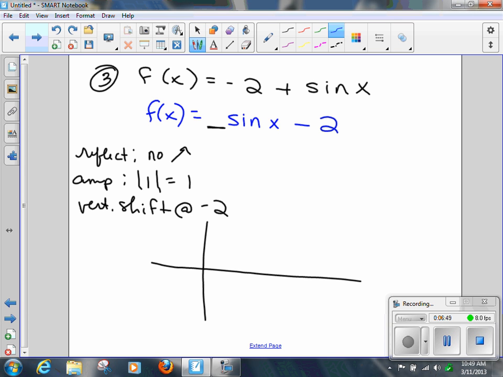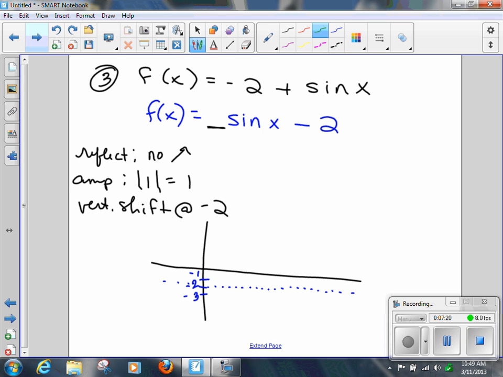Vertical shift at -2. First thing I have to draw is what? Oscillation line at -2. There it is. It's going to have an amplitude of 1, so it's going to be 1 above and 1 below. So we've got -1, -2, -3. Are y'all cool with that? Yep.